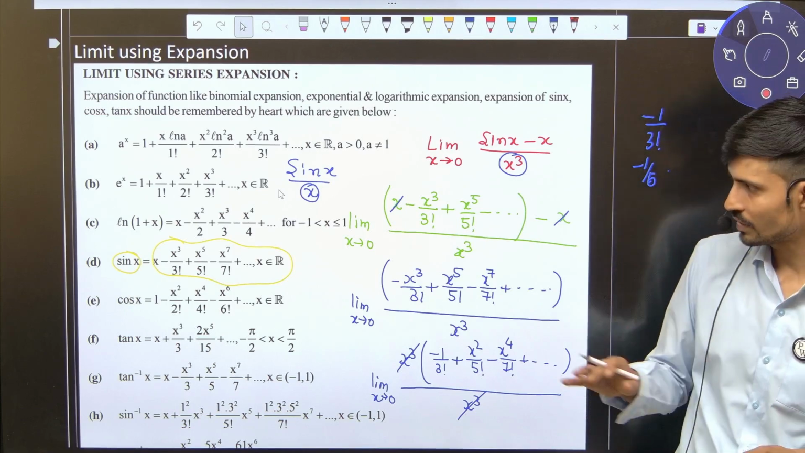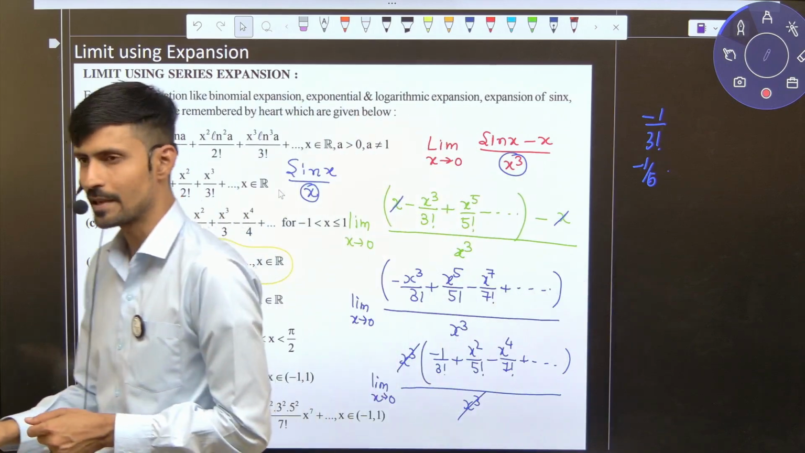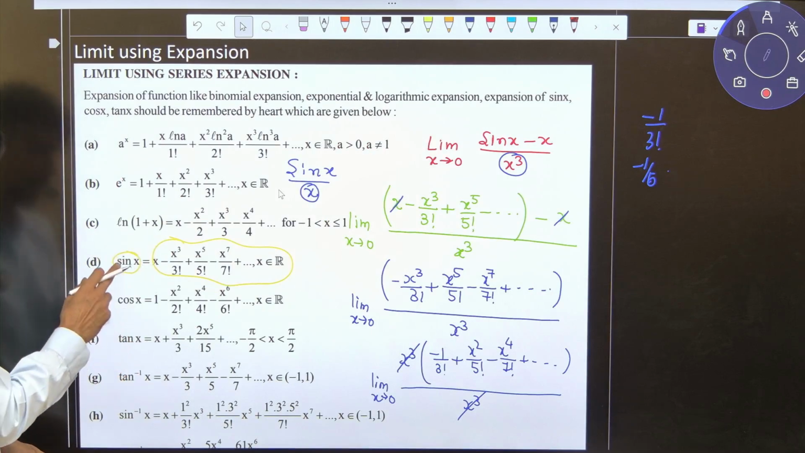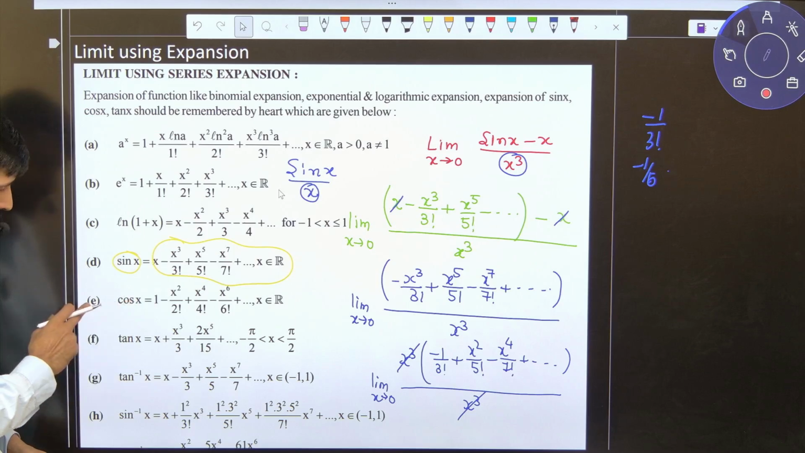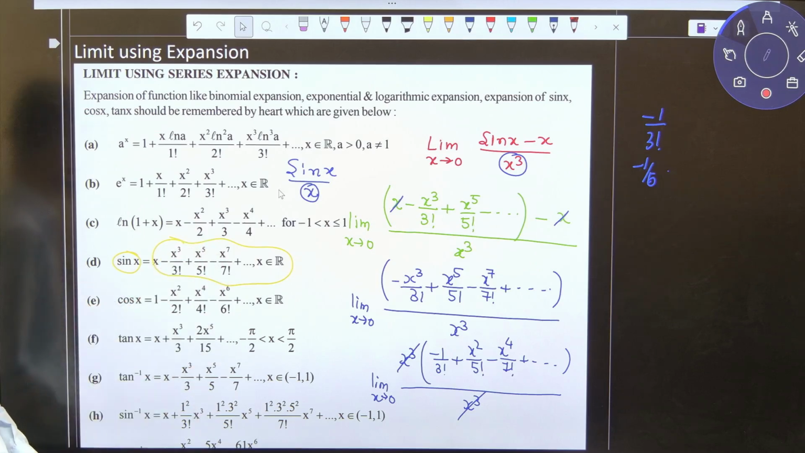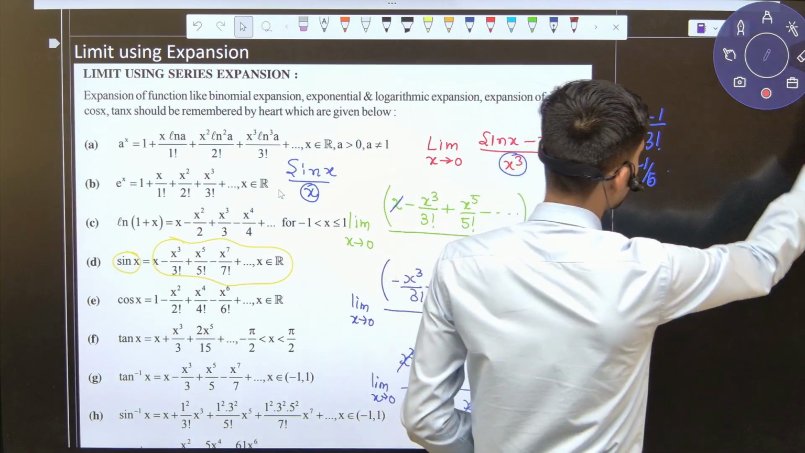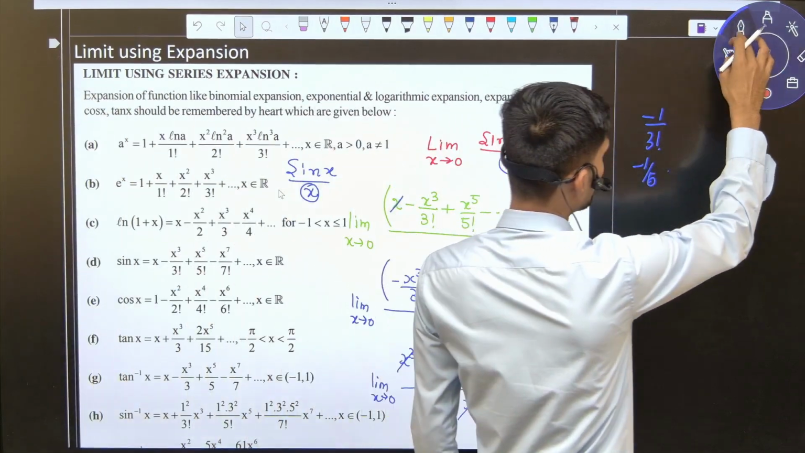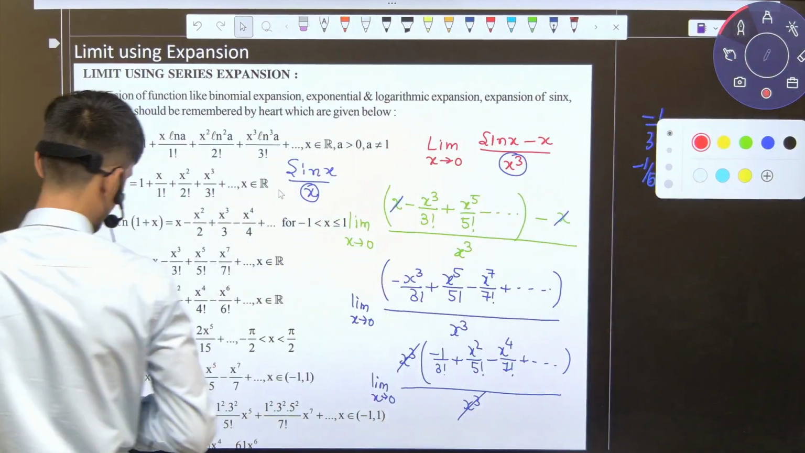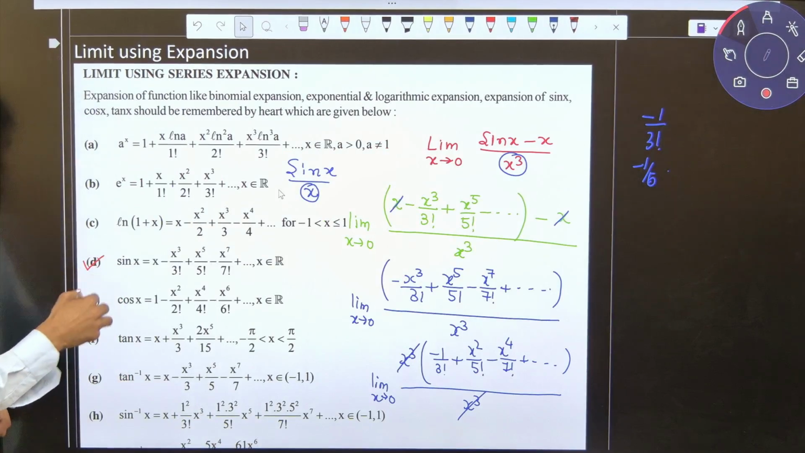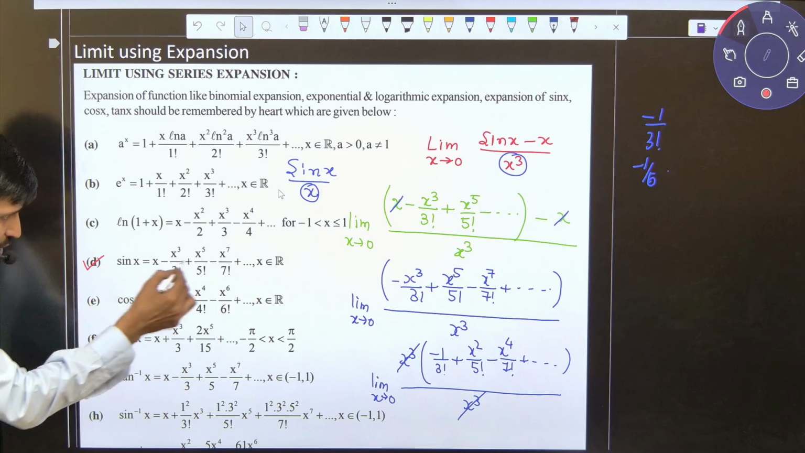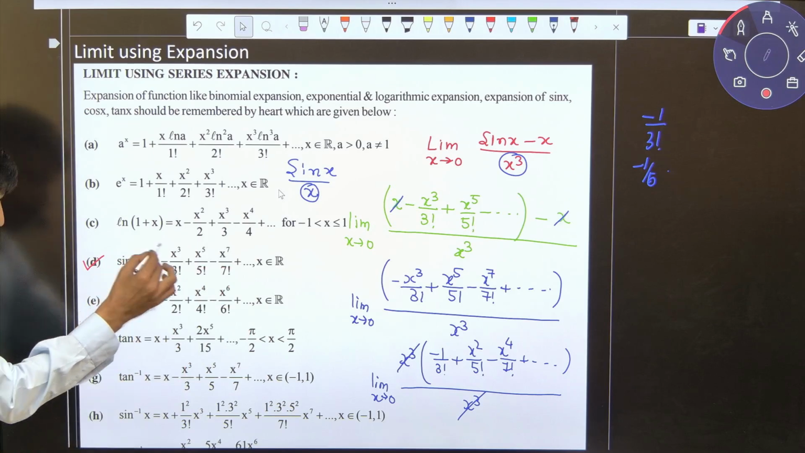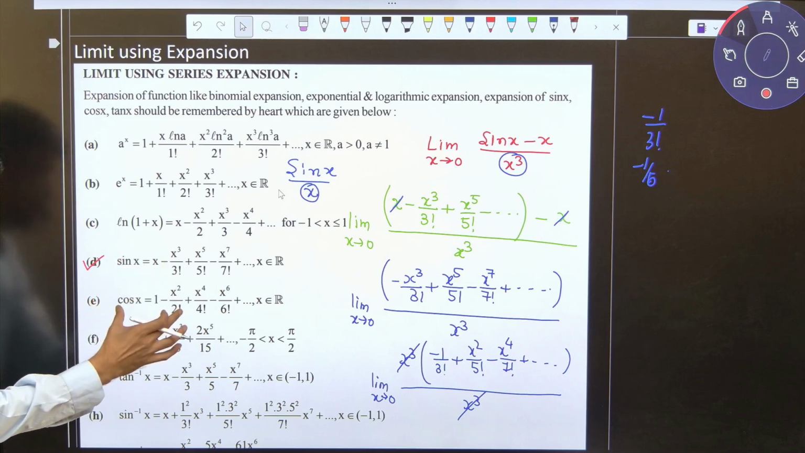Understood? Now in all these expansions, what are the expansions that we have to learn? Okay. Sin x expansion we have to learn anyhow. And if we know sin x expansion, we can directly write cos x expansion. Do you know why? Because if both are equal, I differentiate both, I will get the equal thing.